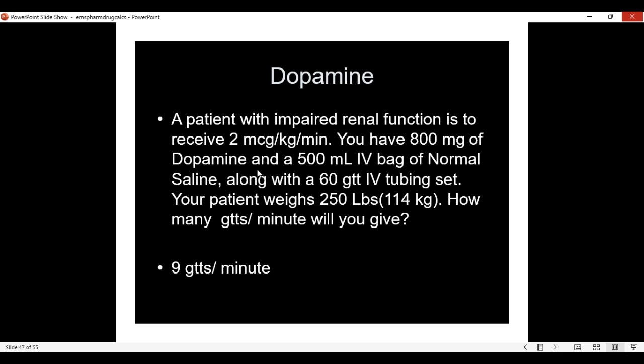Because we know this concentration, 800 milligrams. So if we convert this to micrograms, that would be 800,000 divided by 500. That would give us 1,600. So we have to divide. So we take our desired dose, right? So it'd be our 2 micrograms times our kilograms, 114, times 60, our drip set, our tubing, and then we're going to divide that by our concentration, which is 1,600 micrograms, and that gives us 9 drops a minute.